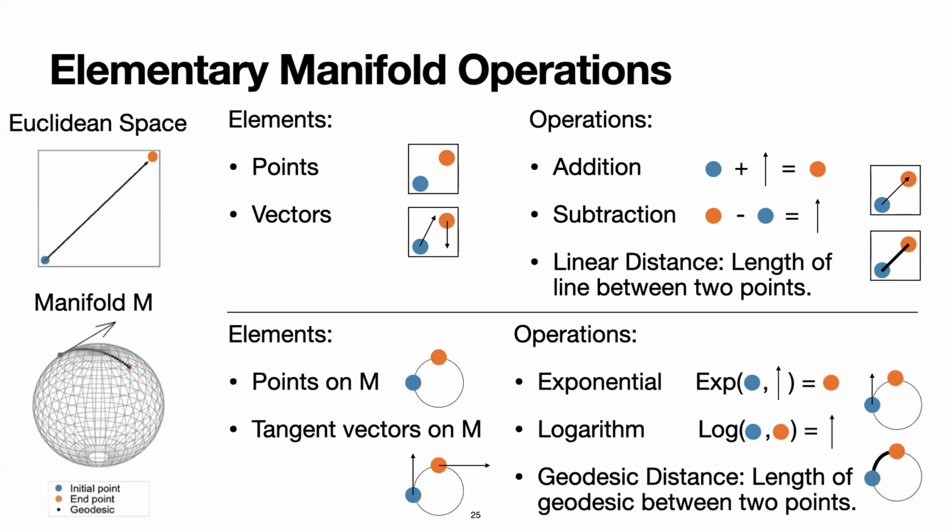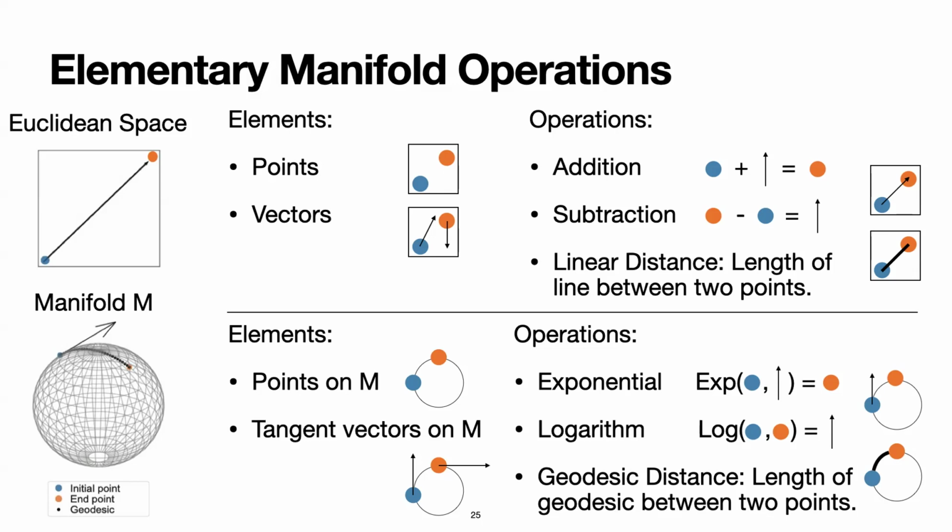On manifolds, it's not that different, but we have to introduce a few new concepts. So on a manifold, the elements are still points, but now we have tangent vectors instead of vectors. A tangent vector is essentially, at each point, there's a set of tangent vectors, and all of those tangent vectors are tangent to the manifold at that point. So the tangent vectors of this point are different than the tangent vectors of that point.